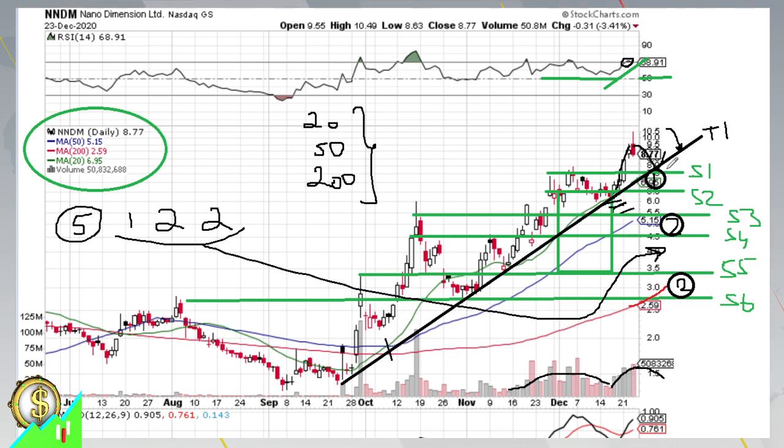Once we see nodes of this line breaking and forming something like this, where this is T1 and these are some new lines, we will come back to this stock to discuss. Until then, it's growing very well linearly and with nice classical waves, so it is quite a safe, purely technical trade to do. So with this having said, that's all for NNDM.